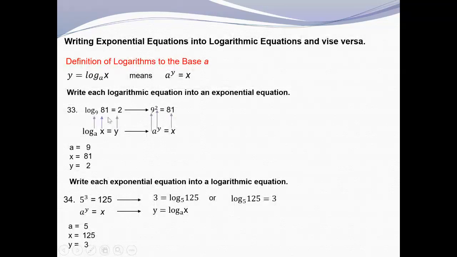Okay, now, I only did 2 examples. Again, let me go back. I only did 2 examples, guys, because these are very self-explanatory. All you have to know is what the a, the x, and the y are, for both going from logarithmic to exponential and exponential to logarithmic. That's why I only did 2 examples.